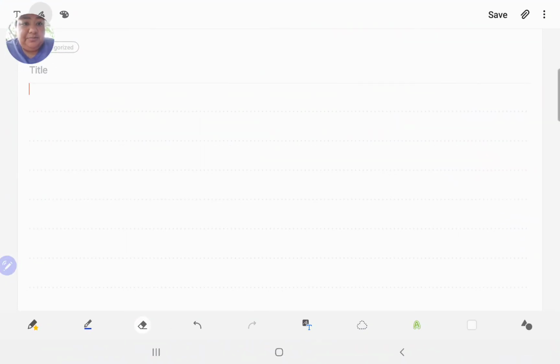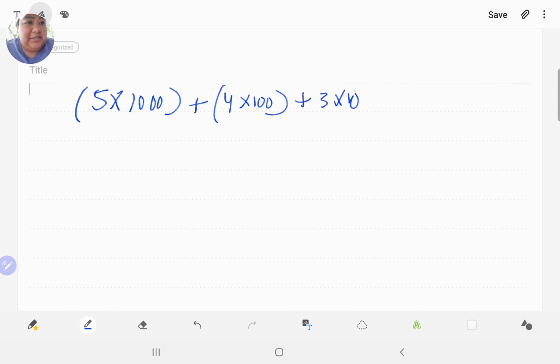Now, if they were to give you the following, this is just an example, 5 times 1,000 plus 4 times 100 plus 3 times 10 plus 2 times 1. And they ask you, put it in standard form. They already gave you the expanded form, but they're asking for standard form. What do you think you would do? Guys, this is exactly what I want you to do right here.